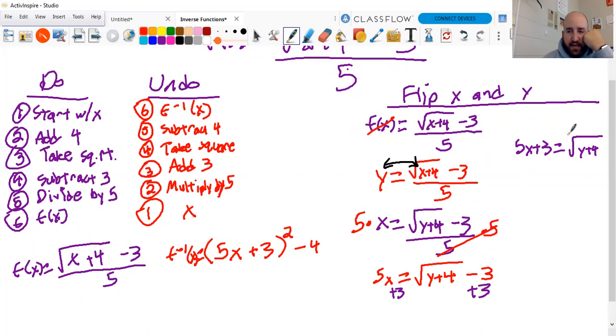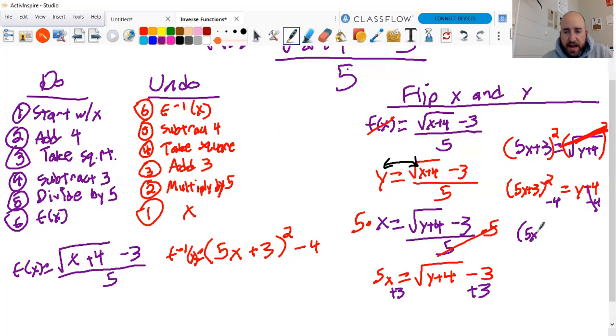Now I'm going to square both sides. Again, you can put this in parentheses if you want. Square it. Square and the square root cancel out. I'll put that in parentheses and square it. So 5x plus 3, quantity squared. Again, I'm going to leave a little space here. Equals y plus 4. Now the last, so I took the square. Now I subtract 4. Again, it's going to go outside. I'm not going to do 3 minus 4. It's going to go outside. So 5x plus 3 squared minus 4 equals y, which matches what I got over there.